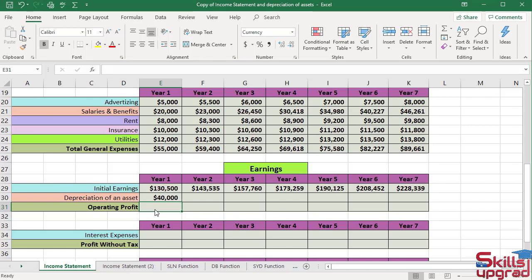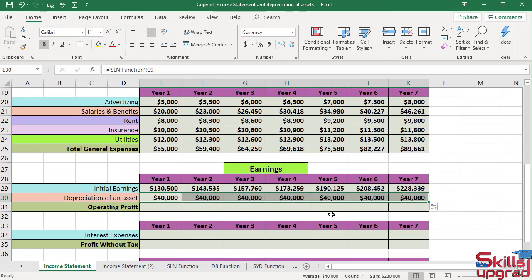To calculate depreciation values of the asset for the remaining years, paste the same formula in other cells. Again, activate this cell, press the mouse and drag to the right. Now I calculate the operating profit of the company for the first year.